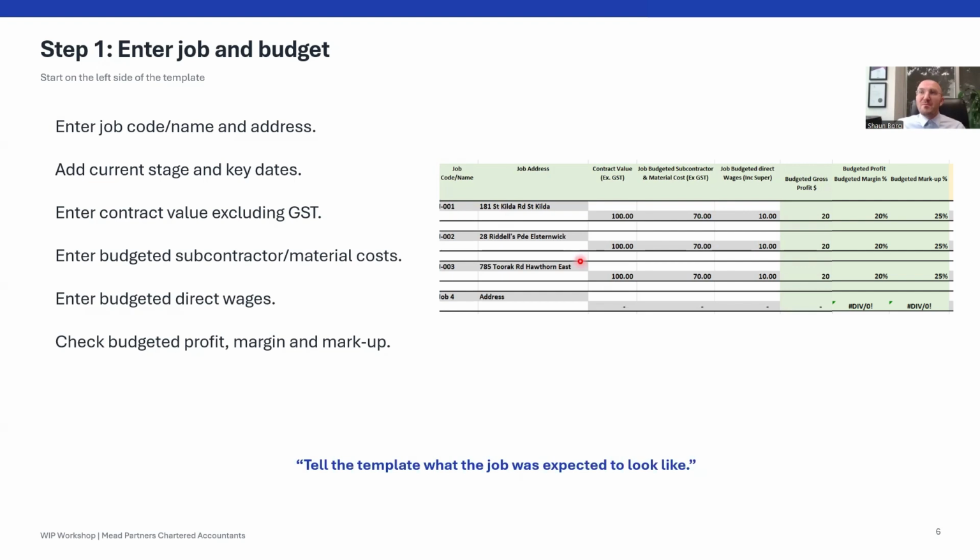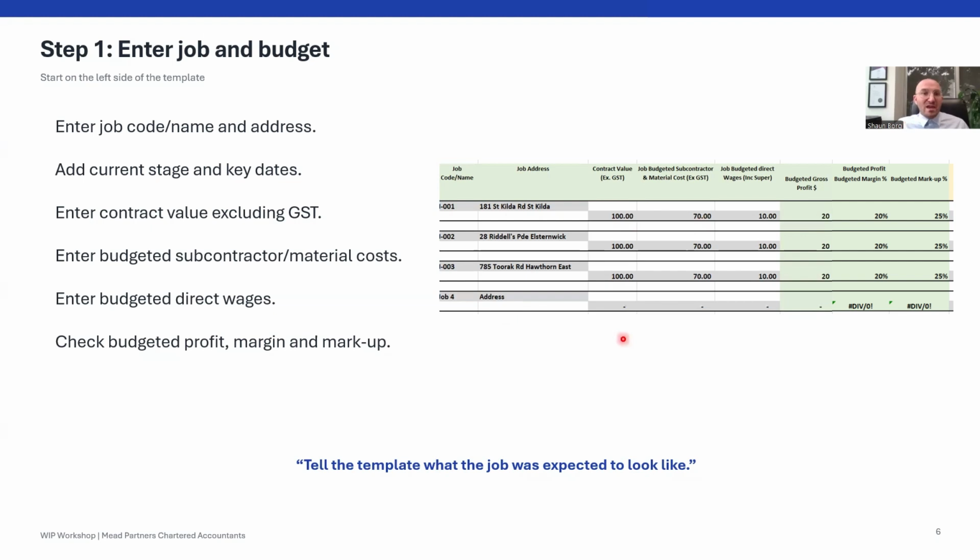Also, from the template perspective, the only data we're entering are in our grey cells. Anything blank or coloured, no data has to be entered. So once we've entered in our contract value, we then enter in our budgeted subcontractor and material costs, or our supply and install costs in this column here. And finally, we enter in our budgeted direct wages.